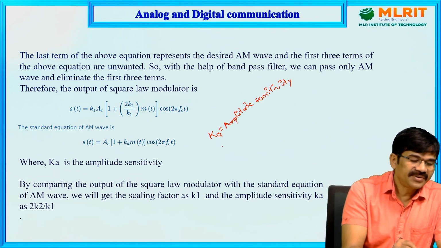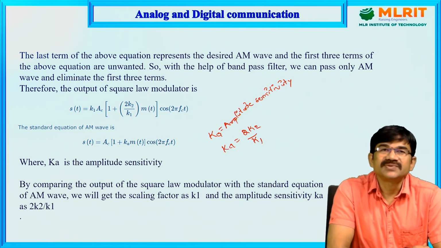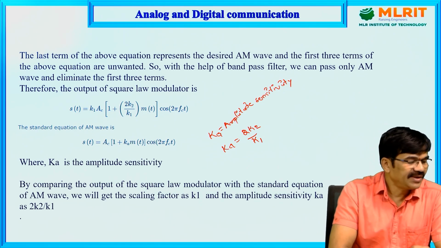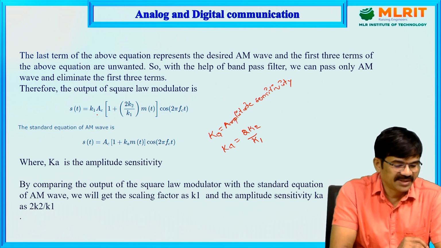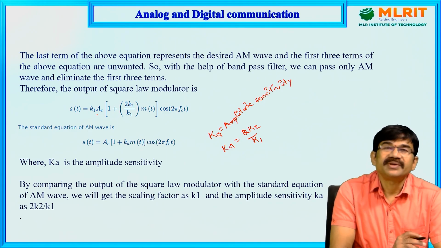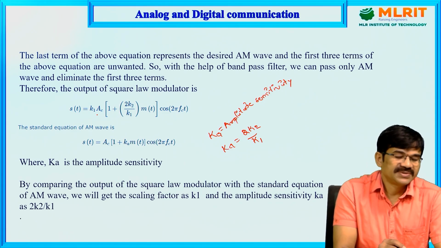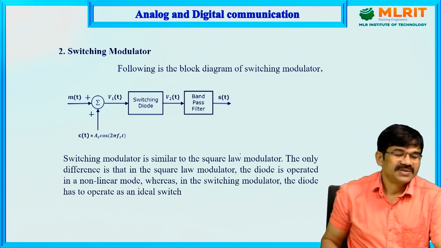In the square law modulator, Ka can be represented as 2K2 by K1. The amplitude sensitivity in the square law modulator we are representing as 2K2 by K1. And the remaining term, K1, is the scaling factor. Okay, here K1 is the scaling factor. So the expression we derived is similar to the amplitude modulated wave, only the amplitude sensitivity can be represented in terms of 2K2 by K1. Okay, this is about the square law modulator.